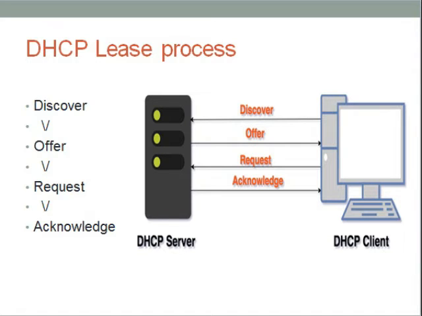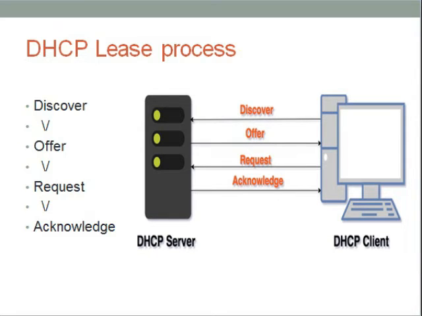That's how the first step, Discover, works. Step two is the Offer. This is the packet sent by the DHCP server. The DHCP server responds to the discover, offering an IP address, and the client responds to it.